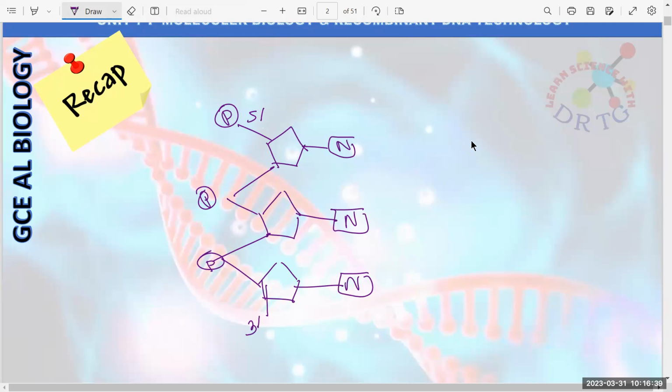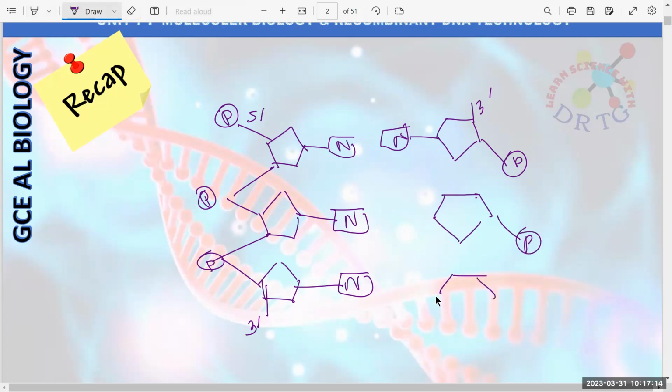Now the second strand is changing its direction, it's going in the opposite direction. That means the sugar molecule is like this, the nitrogenous base is like this, and this is a phosphate group. Now where is the 3 prime? 3 prime is here. This is the 5 prime. Now this is the strand for that one: phosphate, phosphate, nitrogenous base, nitrogenous base.